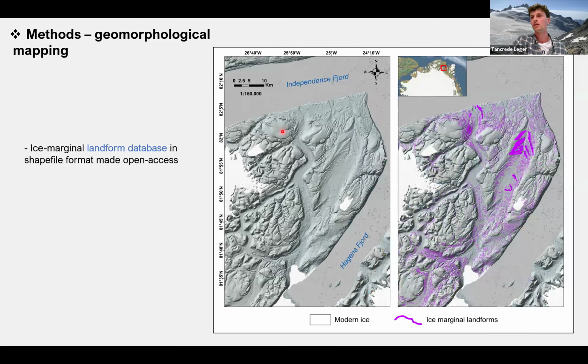You can see an example here of the mapping. This is in North Greenland. We have the hillshade of the ArcticDEM on the left panel, and on the right, we have the superimposed ice marginal landforms. In this case, we have very nice preservation of the geomorphology and the moraines, and you can start to see the retreat pattern of the Greenland ice sheet mapped in detail here by these people.